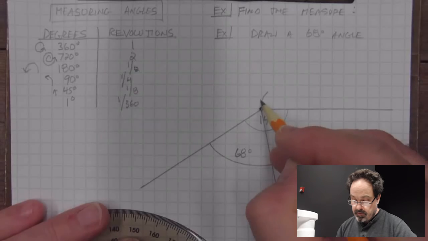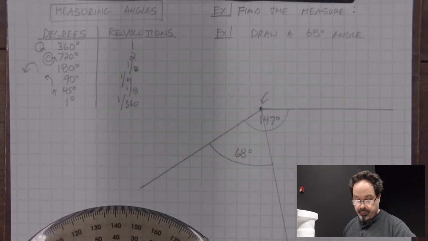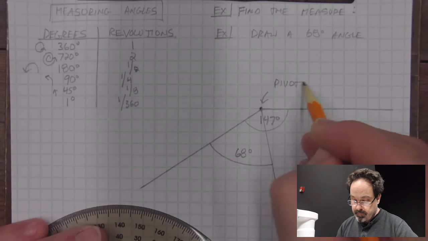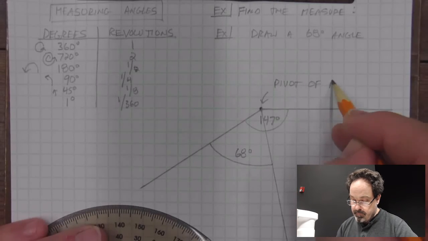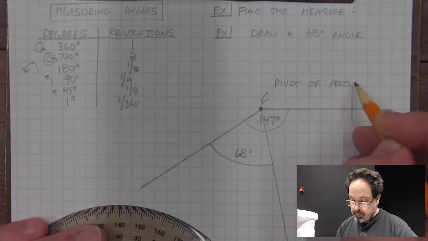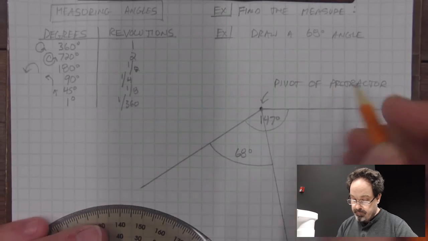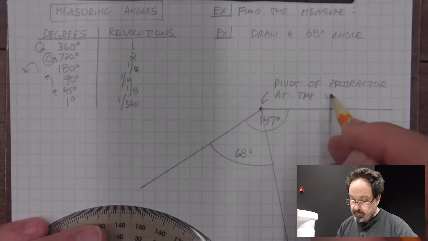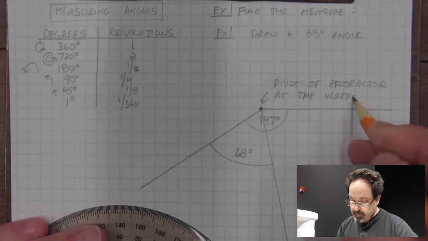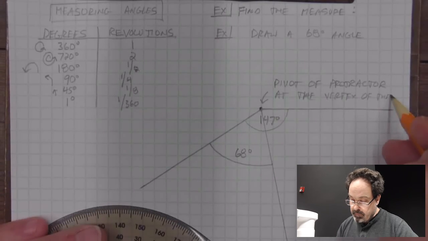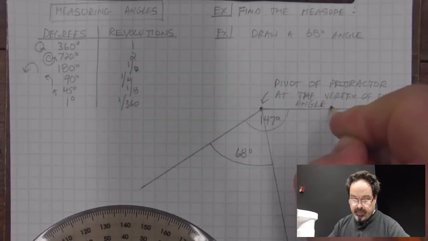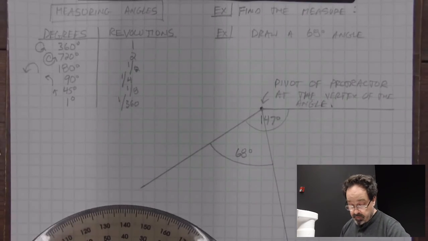Let's make a note that when we use the protractor, we put the pivot point of the protractor at the vertex of the angle. That's an essential step of using a protractor.